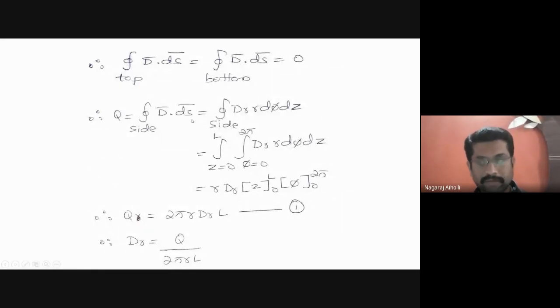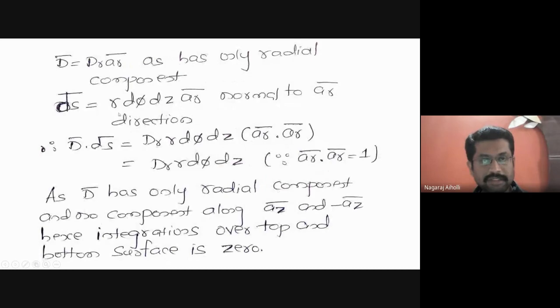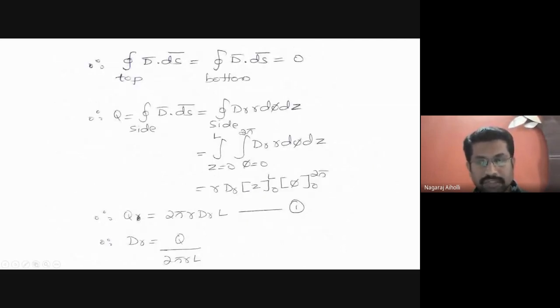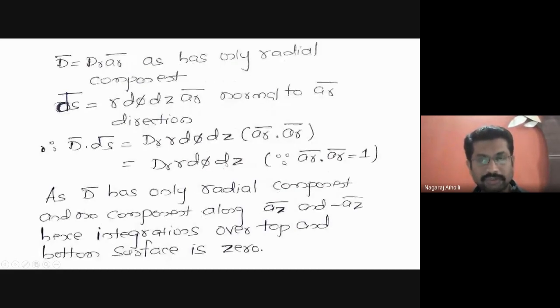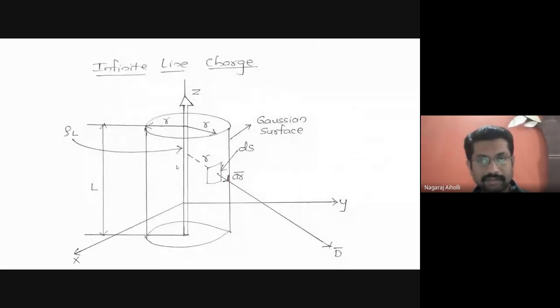Substitute D bar dot dS bar, whatever we have obtained: D bar dot dS bar is equal to Dr r d phi dz. Substitute this: the side closed surface integral of Dr r d phi dz. We are integrating the side with respect to d phi and dz, therefore we have to take the double integral. Dz varies from what to what, students? Dz varies from 0 to L.